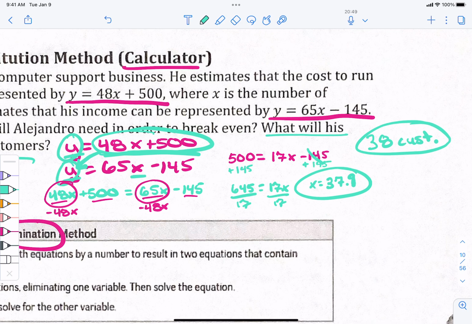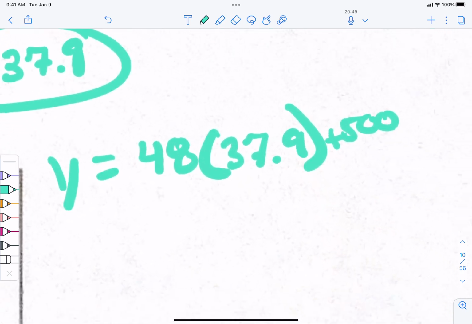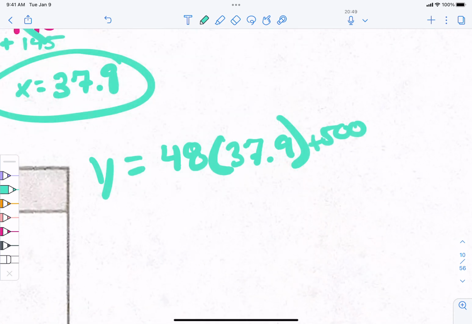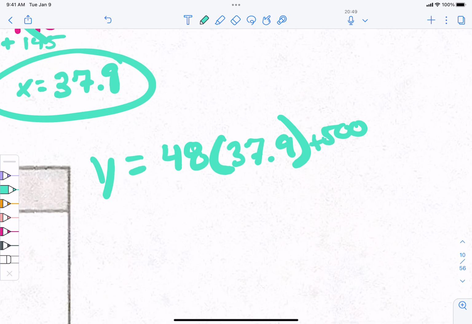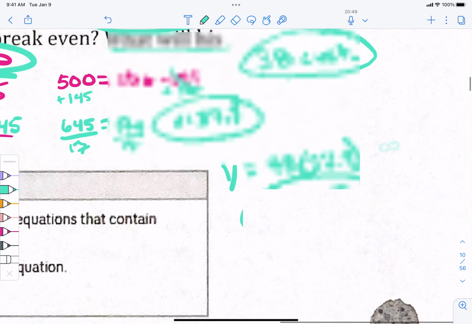If I plug that into one of these two equations for x, I'll solve for y, right? Y is equal to, let's just do the top one, 48 times 37.9 plus 500. Okay. 2,319 and 20 cents. There we go. So that's what his profit will be if we plug the 37.9 in.